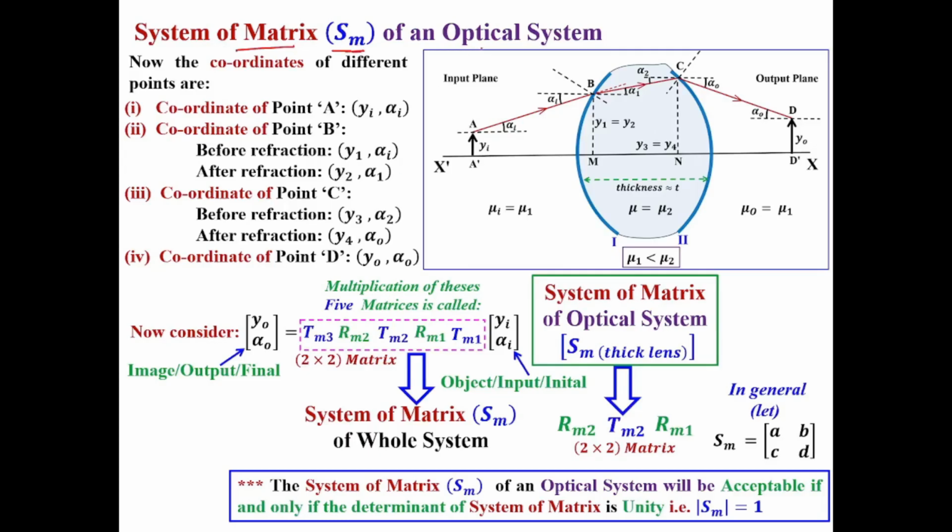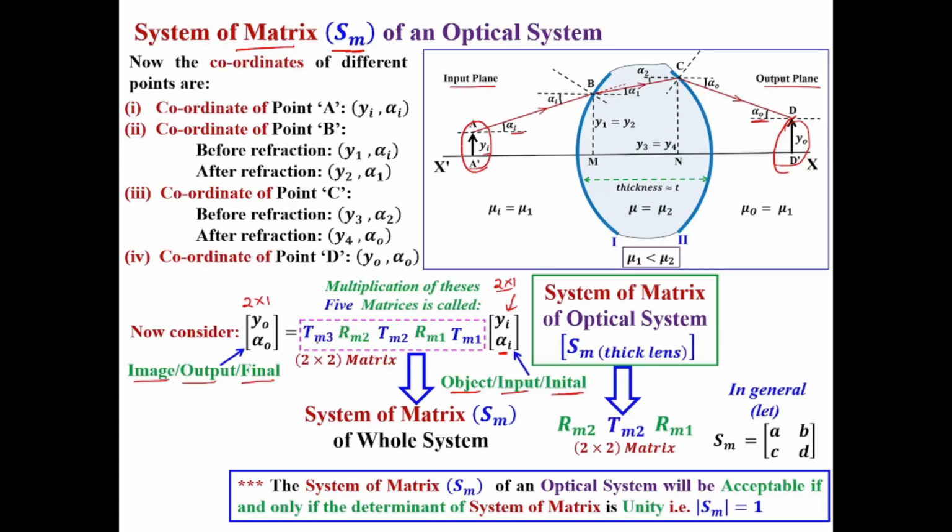of an optical system. Here you can see that yi alpha I represents the object, or input, or initial information. This one in the figure, this one yi alpha I, is in matrix form. This is a 2 cross 1 matrix. Yo alpha O represents the image, or output, or final information in matrix form. This is also a 2 cross 1 matrix. This is your Yo alpha O in the output plane, and yi alpha I in the input plane.